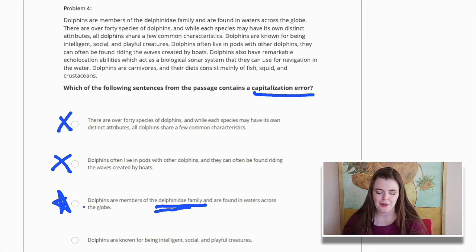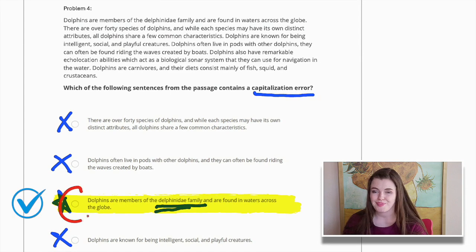Again, I'm just going to keep reading. Dolphins are known for being intelligent, social, and playful creatures. Yeah, I definitely think that this one is our answer choice.